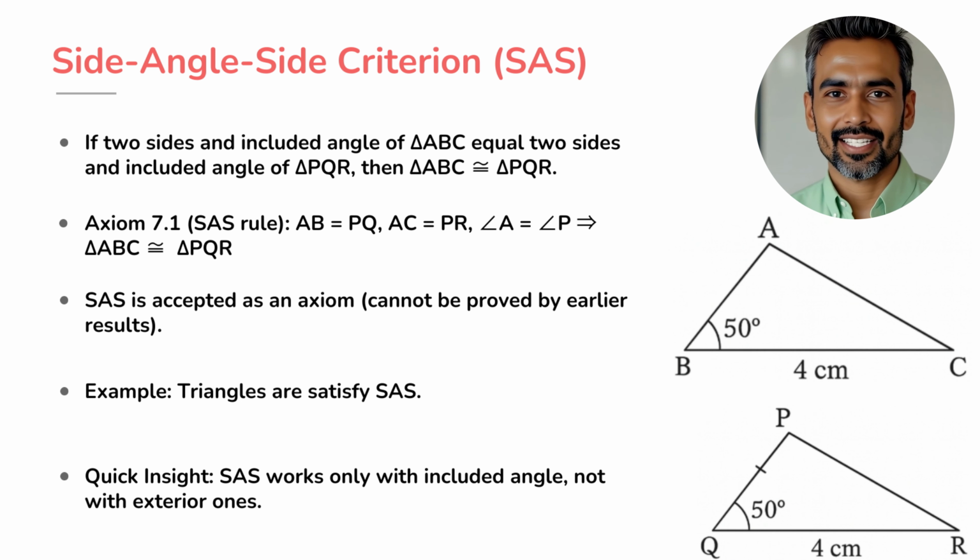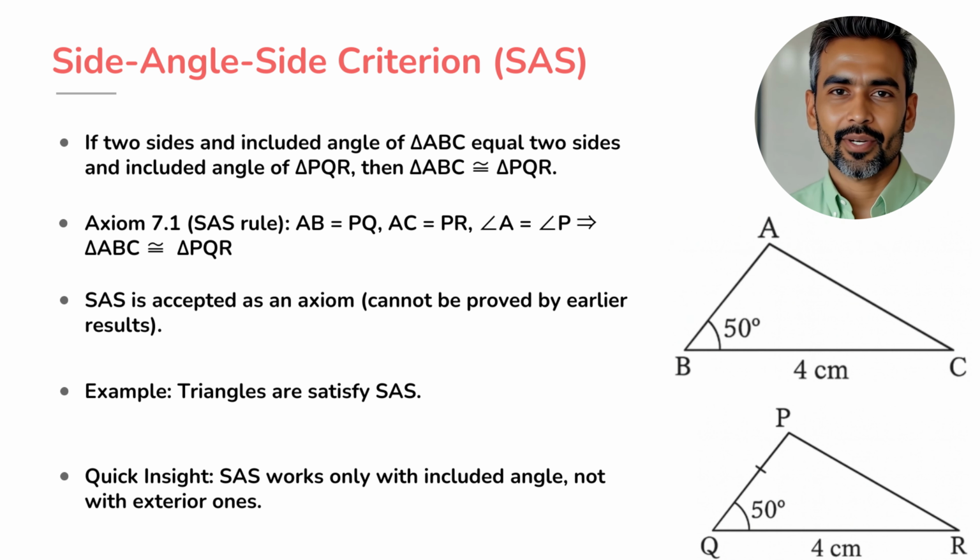This is captured in axiom 7.1, which states: if side AB equals side PQ, side AC equals side PR, and angle A equals angle P, then triangle ABC is congruent to triangle PQR. Notice how the angle must be the included angle, the one sitting between the two equal sides. SAS is so fundamental that it's accepted as an axiom, something we can't prove from earlier results, but must accept as a fact.